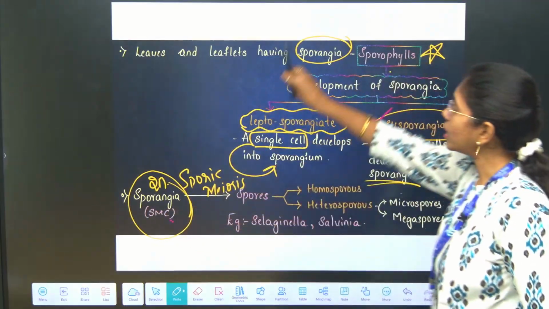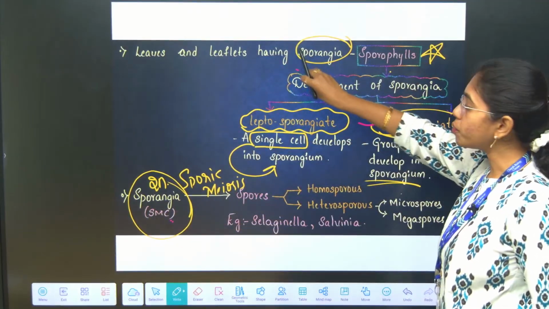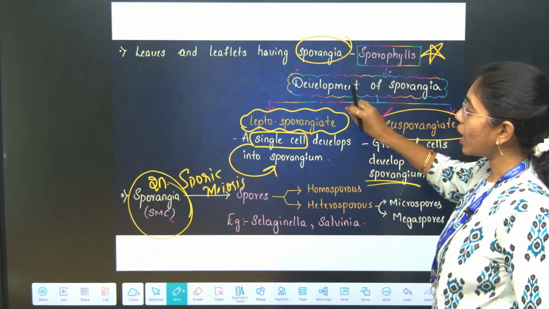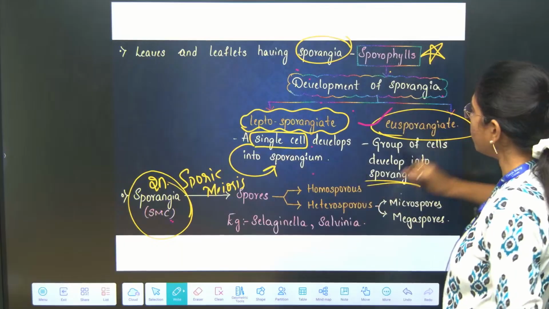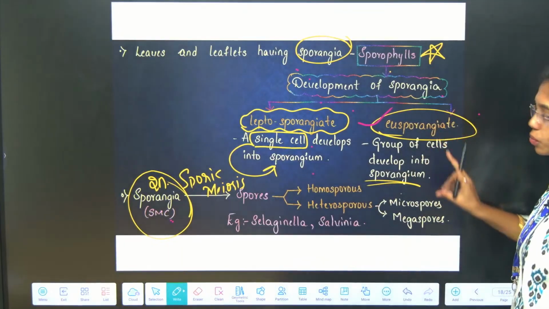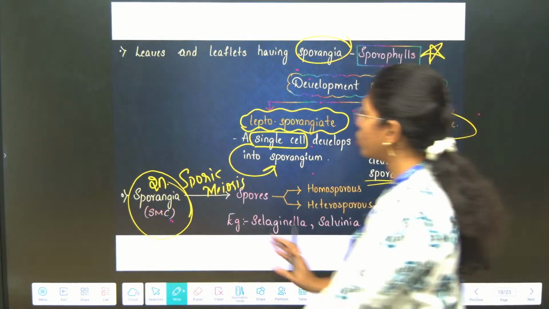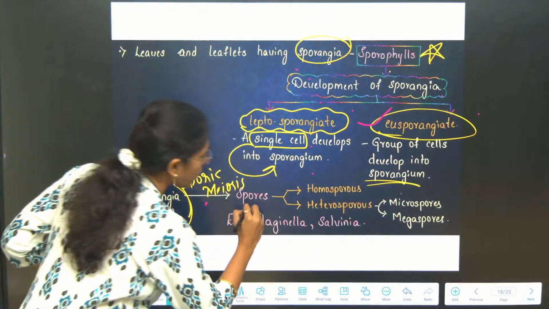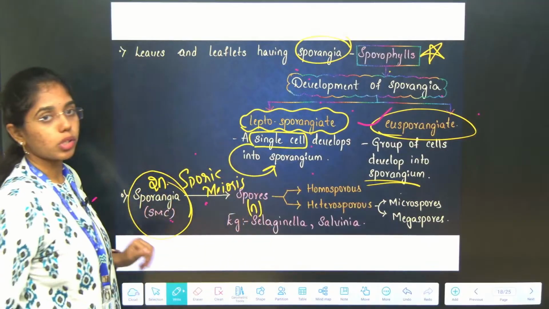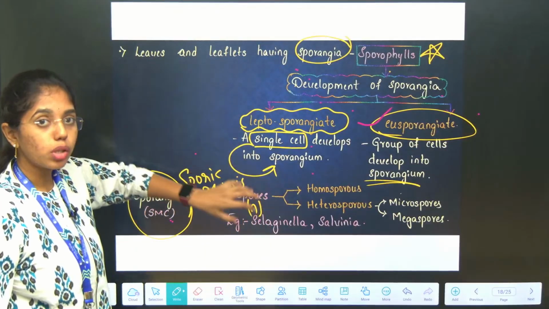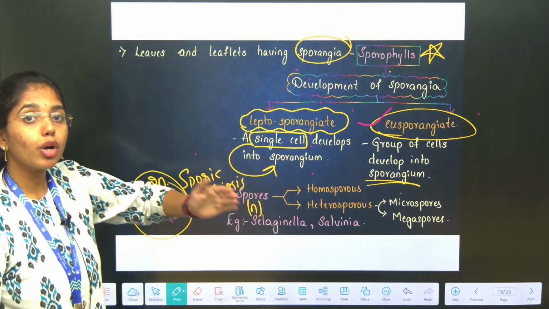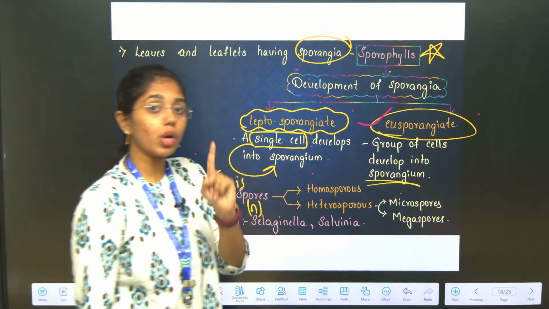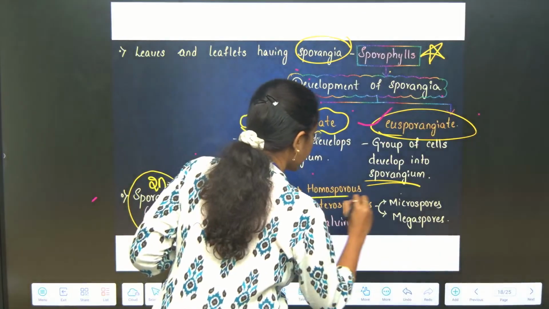Sporangia are present in the leaves and leaflets. How is sporangia developing? Through leptosporangiate, eusporangiate. Leptosporangiate, single cell develops into sporangium; eusporangiate, group of cells will develop into sporangium. So here the diploid sporangia undergoes sporic meiosis, forming out what? Haploid spores. These haploid spores can be homosporous or heterosporous. Remember, first heterosporous condition is observed in pteridophytes only.